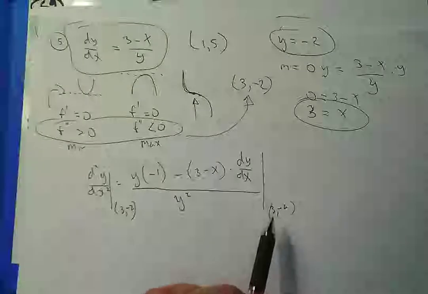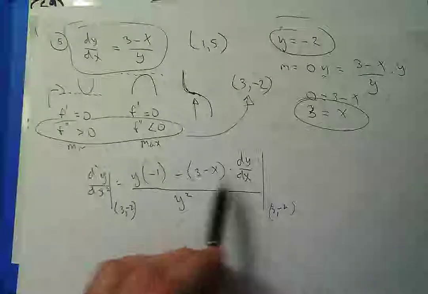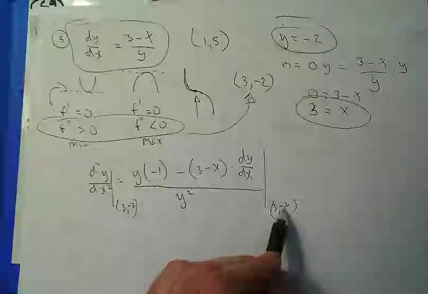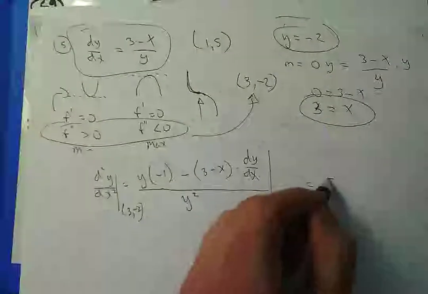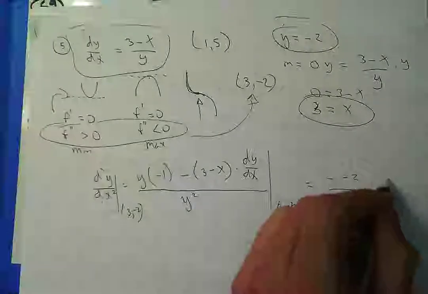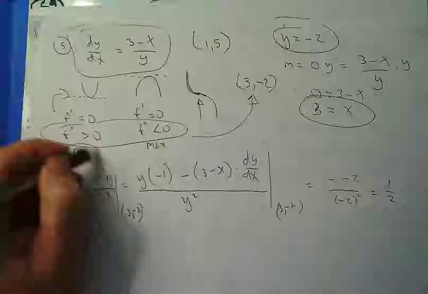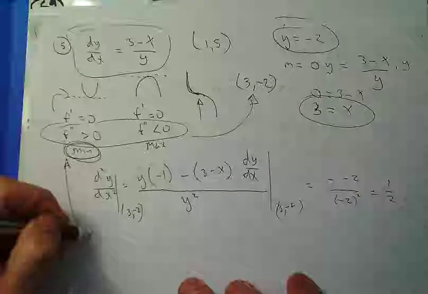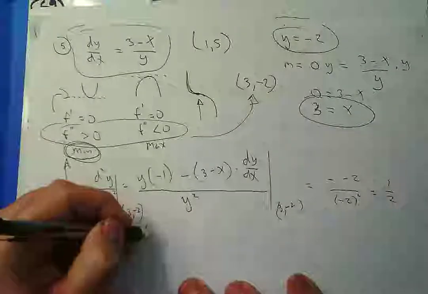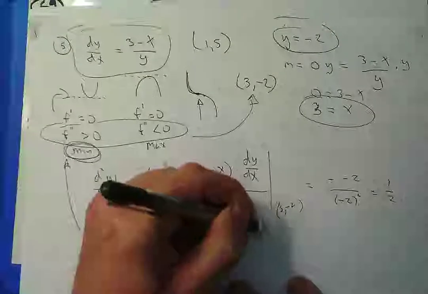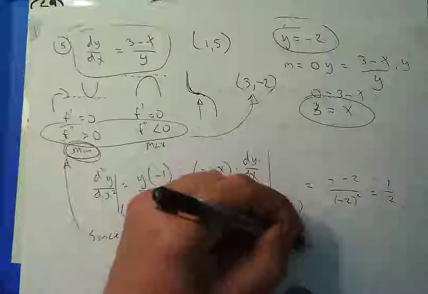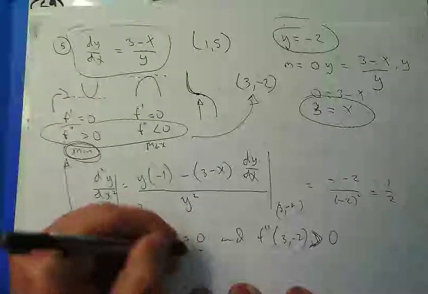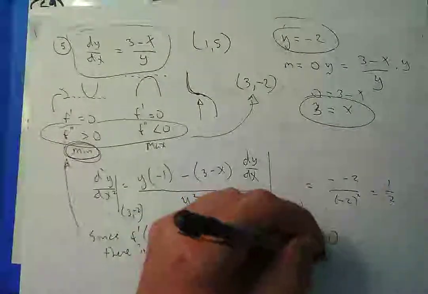We already know the derivative is equal to 0 at 3. And even if I didn't, 3 minus 3 is 0, 0 times dy dx is 0, all that goes away. So all I need to do is plug this negative 2 in here and in here. So I end up with a negative 2 over negative 2 squared, which is 1 half. Since my second derivative is positive, I know I'm looking at a minimum at the point 3, negative 2. My justification is this. Since f prime of 3, negative 2 equals 0, and f double prime of 3, negative 2 is greater than 0, there is a min at 3, negative 2 on f.